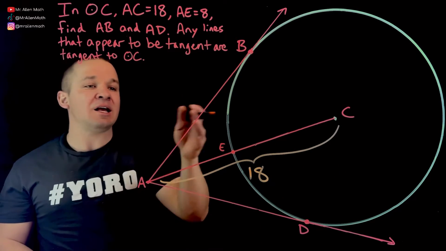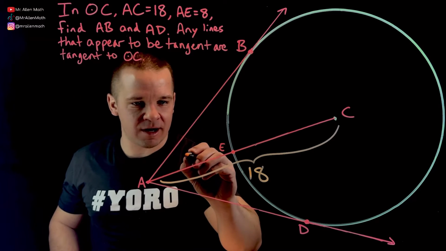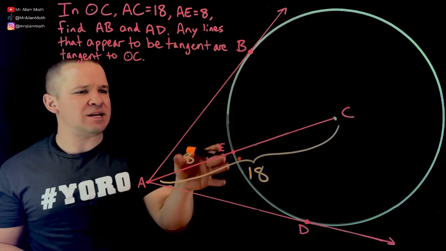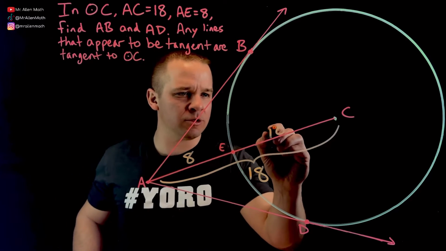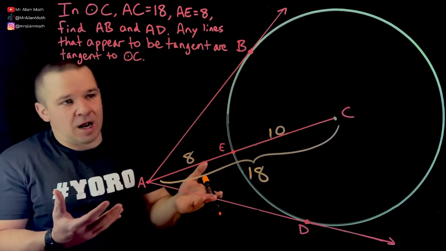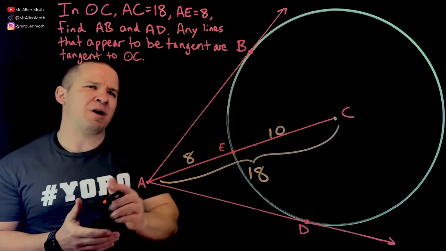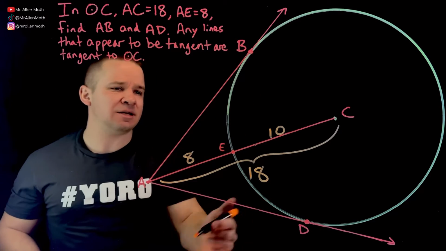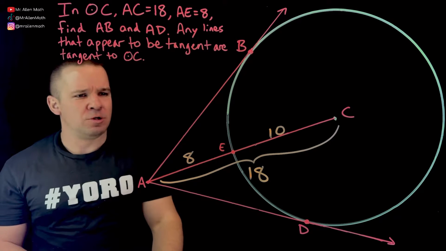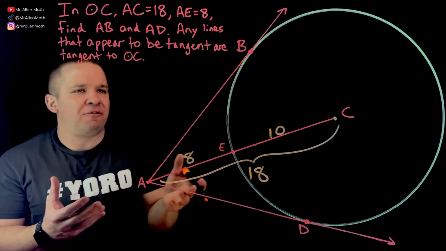And then we've got AE is 8. So that's just this little guy right here. And that would leave me with EC being 10, right? Maybe we'll just go ahead and label that. I don't know if I'm going to need it, but might as well do it so that we get the two pieces of that puzzle. And I want to find out what AB is and AD. I don't really have a way of figuring that out right now.